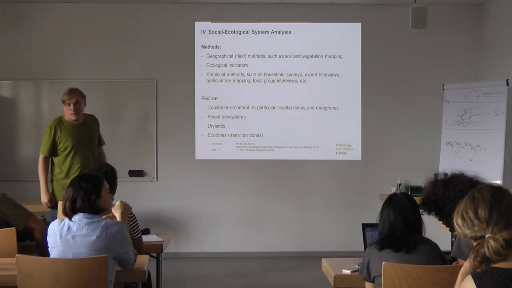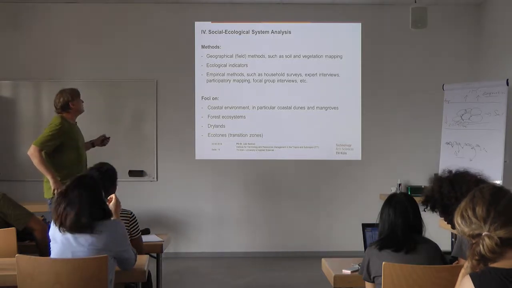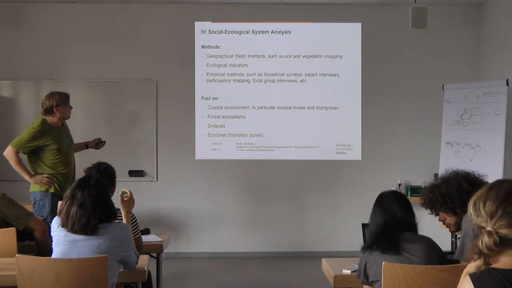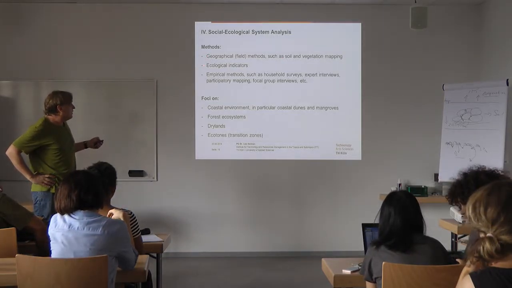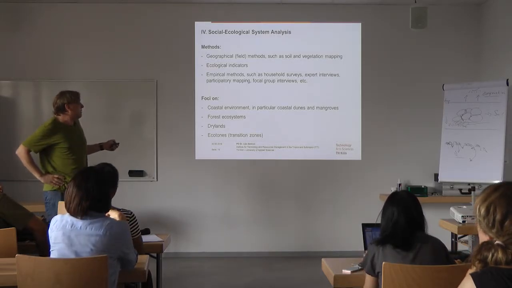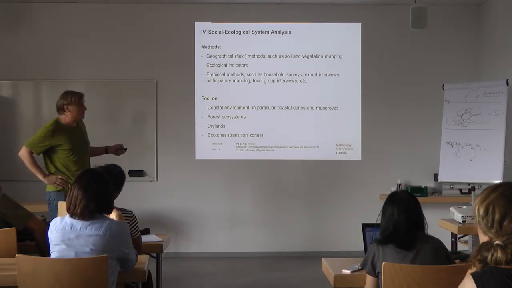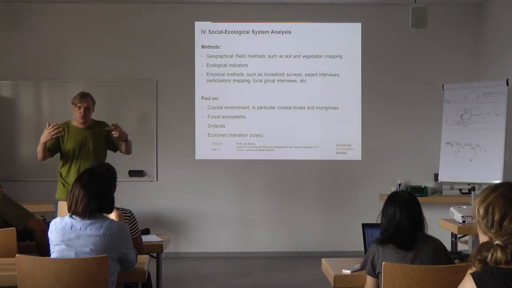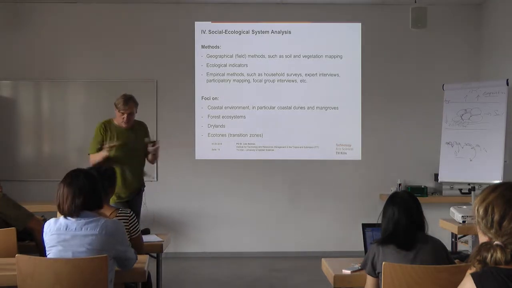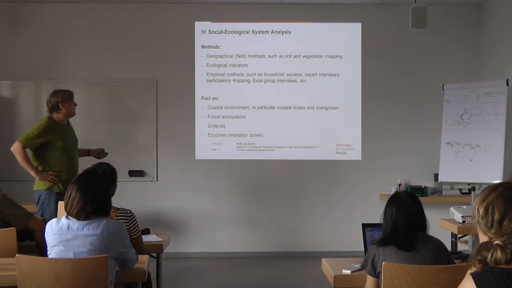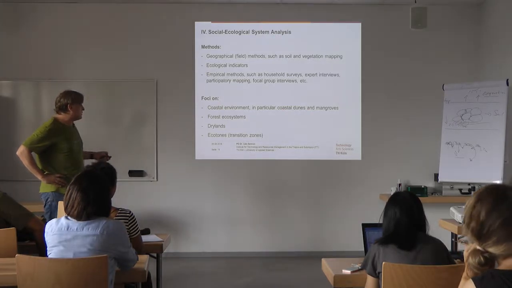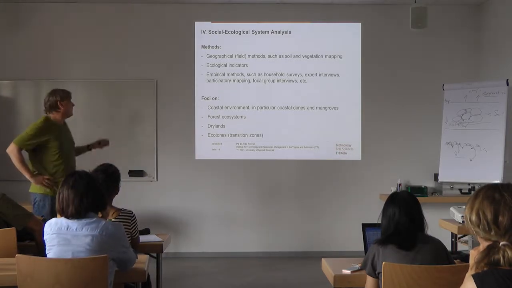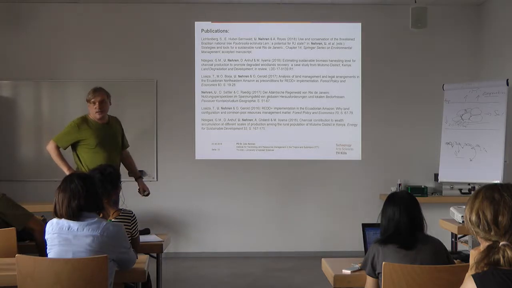And finally, now we come to the last block where I'm in, and that is social ecological systems and cultural heritage. Methods, in that case, again, geographical field methods, soil vegetation mapping, ecological indicators, but also empirical methods: household surveys, expert interviews, participatory mapping, focus group interviews, discussions, etc. So that goes more also into social sciences. Foci are on the coastal environment, coastal dunes and mangroves is one focus, forest ecosystems, but also dryland ecosystems, and again the transition zones. And again, we have several publications, so you can take a look.